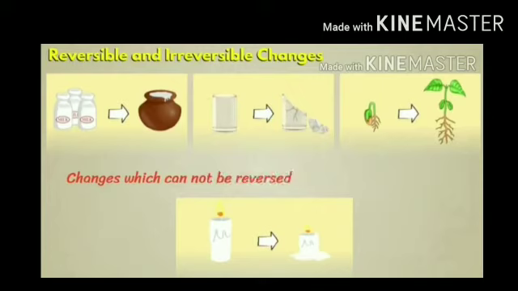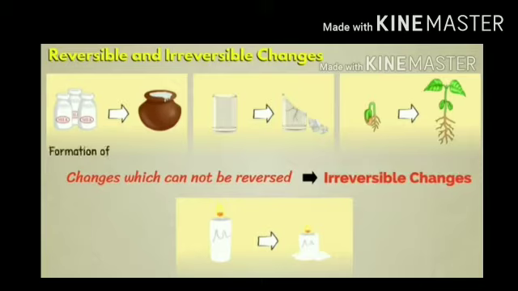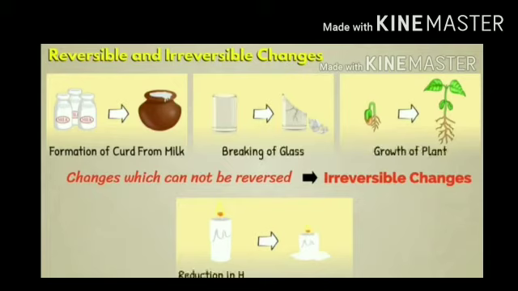So now on your screen you can see irreversible changes like milk to curd, breaking of glass, growth of a plant, and burning of a candle. These are all the changes which are examples of irreversible changes.